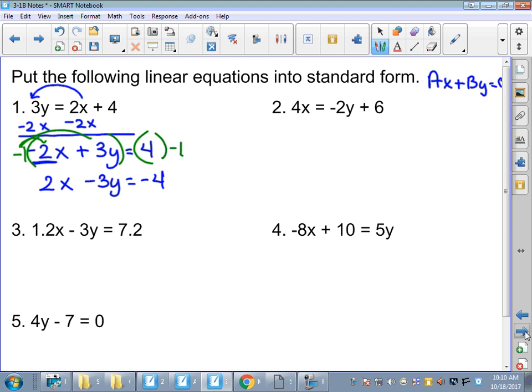So I'm going to go through my checklist. I'm in the right order, A, B, and C. My A value is a positive 2. My B value is a -3, which is fine. They're whole numbers. Everybody's whole numbers. And there's not a number I can take out of a 2, a -3, and a -4. So it's in standard form.